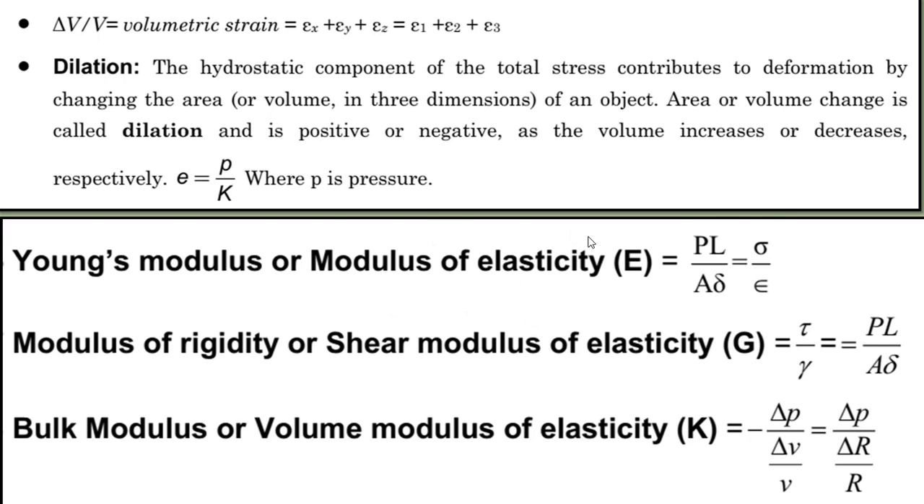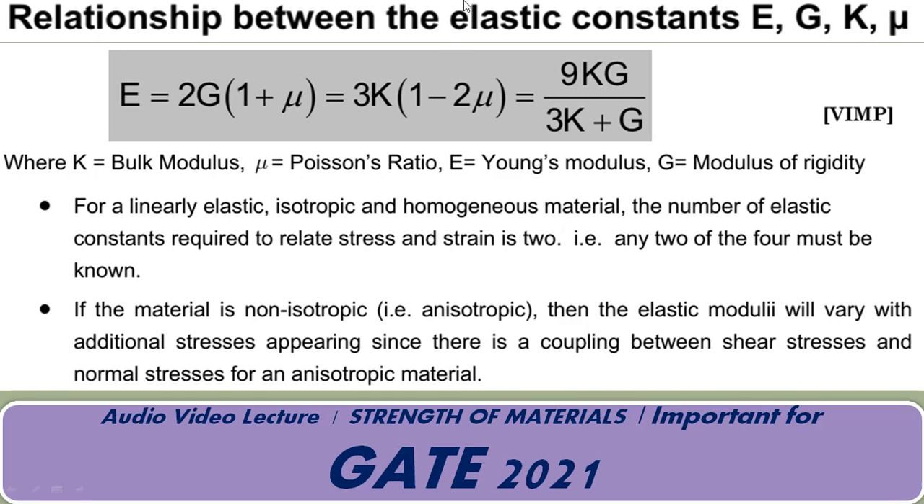So here is the relationship between the elastic constants E, G, K and mu. E is equal to 2G into 1 plus mu, is equal to 3K into 1 minus 2 mu, is equal to 9KG divided by 3K plus G. This is a very important formula. You should keep it in mind. Where K is the bulk modulus, mu is the Poisson ratio, E is the Young's modulus, G is the modulus of rigidity.